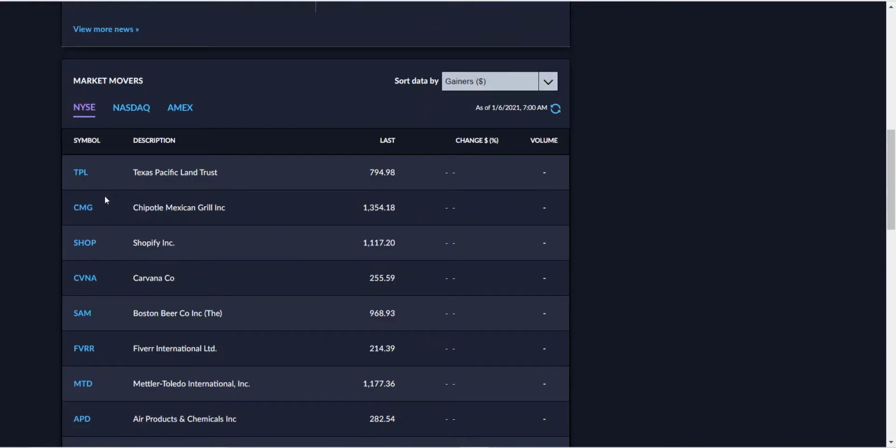Now, these are mostly ones I am familiar with: Shopify, Carvana, Fiverr, all those good stocks. And it gives you, again, how much you need in order to obtain these stocks. And again, it goes with the same thing with losers, and it populates here.